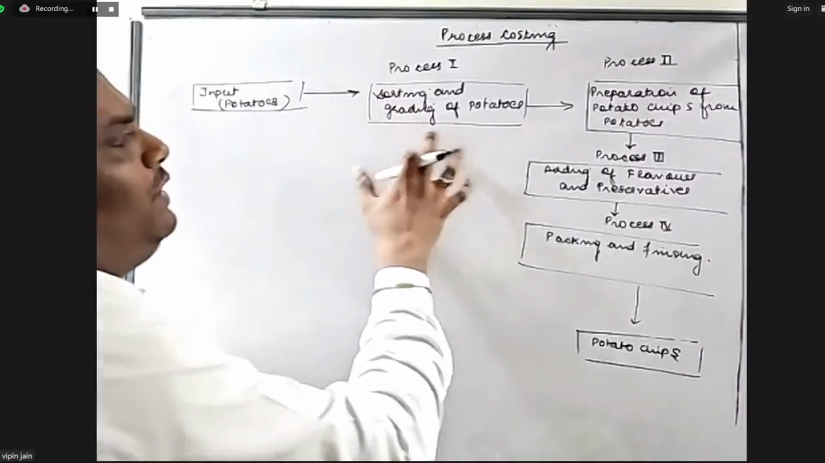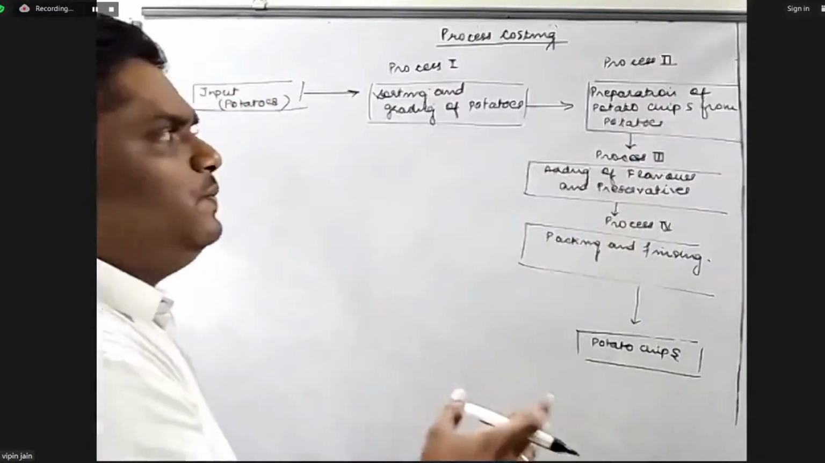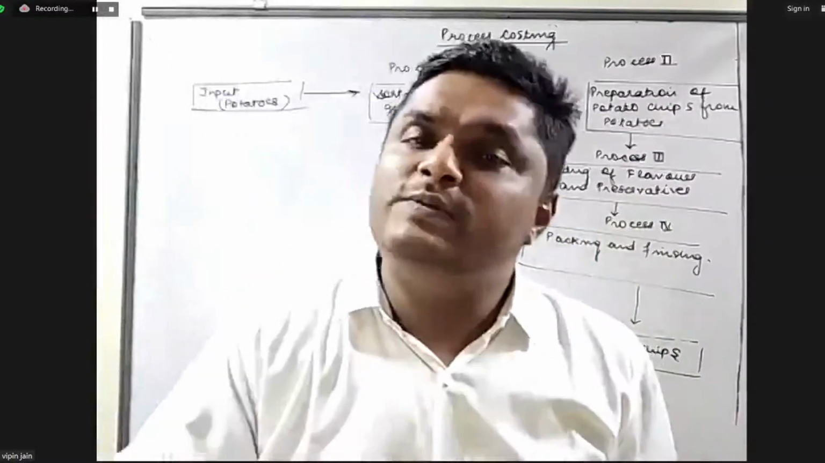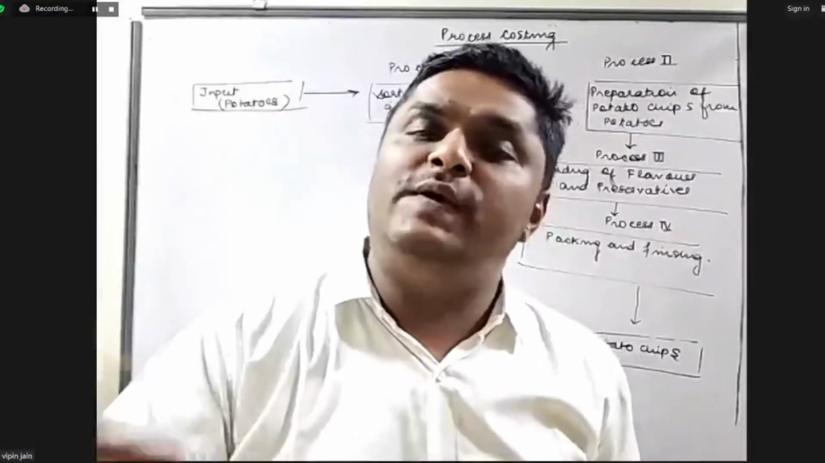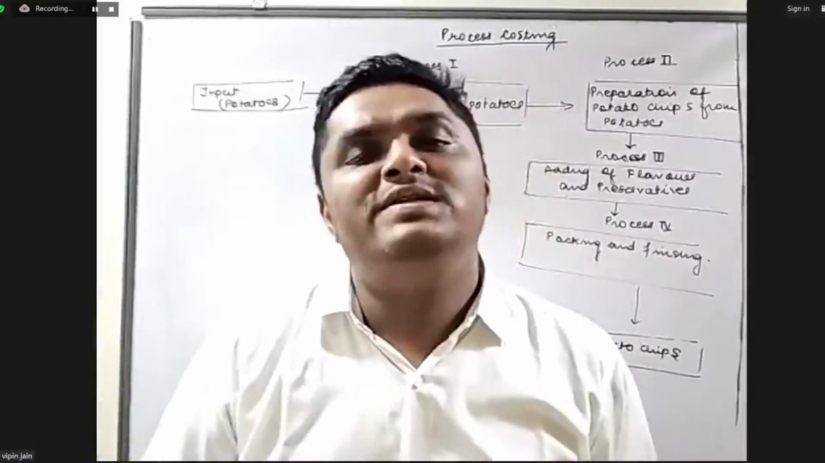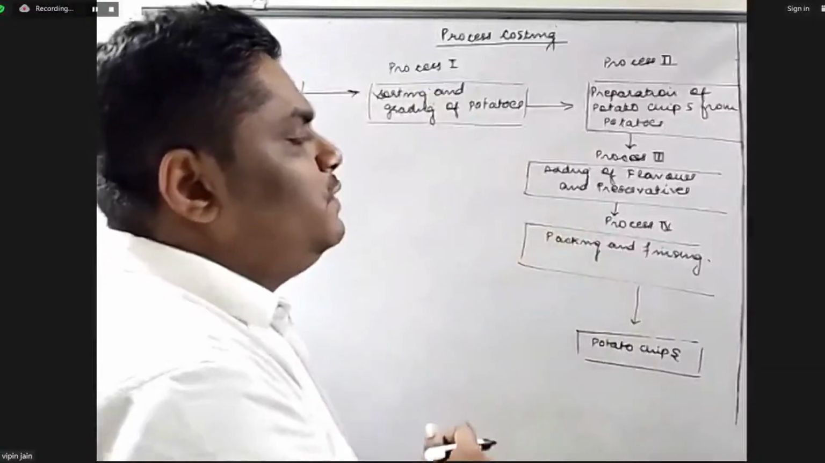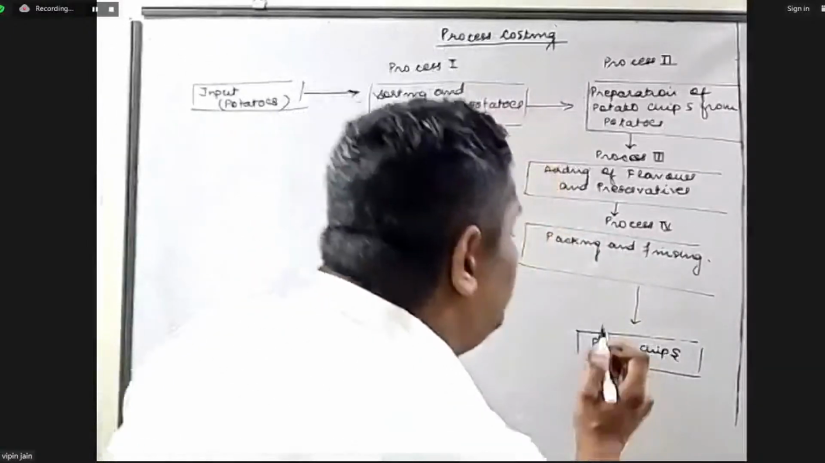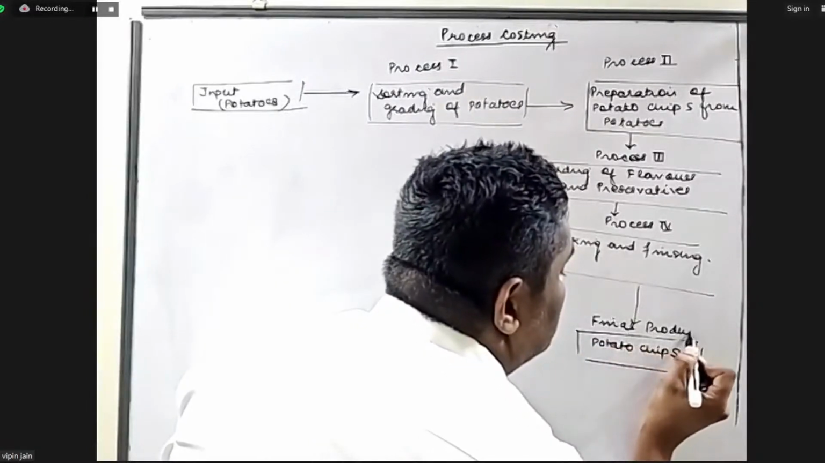The first process, that is sorting and grading of potatoes, the output of the first process is transferred to the next process, wherein after sorting and grading, we prepare potato chips from potatoes. Now this process gets over and the output of this process is transferred to the next process wherein we add flavor and preservatives. Now the output of this process is transferred to the next process where we do the packing and finishing part. And from this we get the final output. We can say the final product is potato chips.